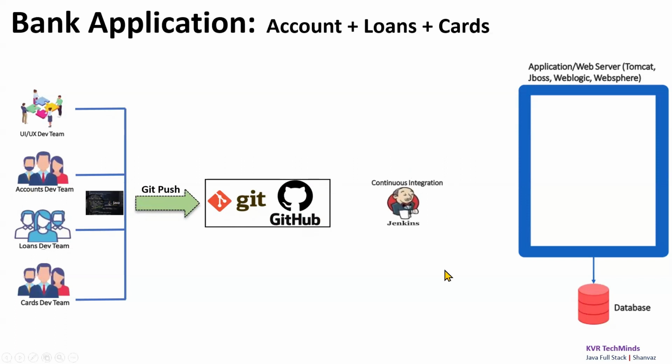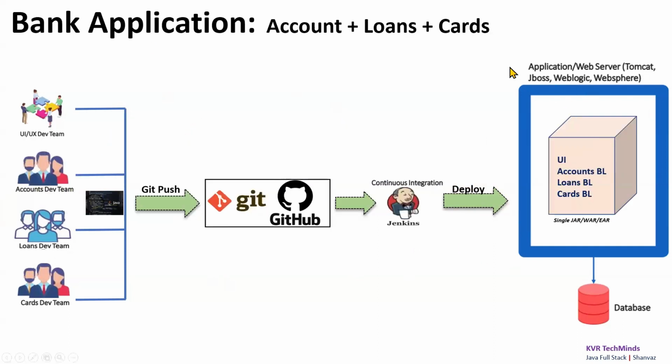After that, we have one tool called Jenkins. This Jenkins tool takes the code from Git and compiles it. It checks whether there are any errors in the code or not. It compiles and builds it. Build means making one common file. Then it deploys this complete code into the server. In this server, the UI code, accounts code, loan code, cards code, everything will be deployed. You have the database, and now anyone can access your application.